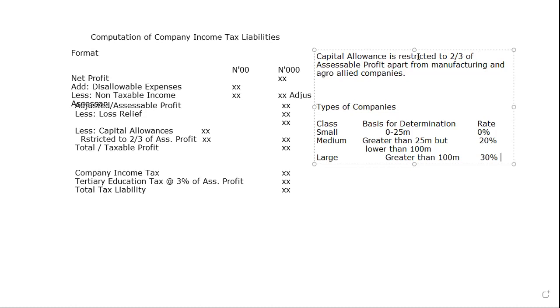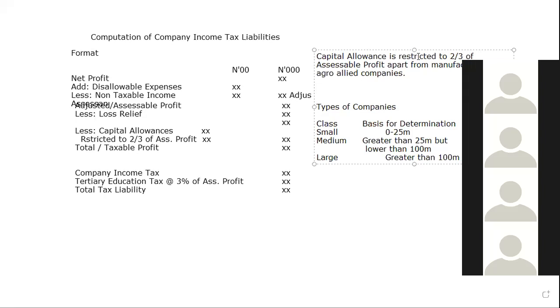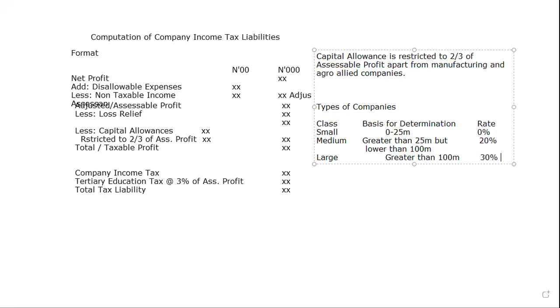I have a question regarding capital allowance: how do we choose between the restricted one and the actual capital allowance given to us? You are picking the lower of the two, the actual capital allowance and the restriction. Anyone that is lower is what you pick. Don't worry, by the time we start solving questions, you'll get it better.